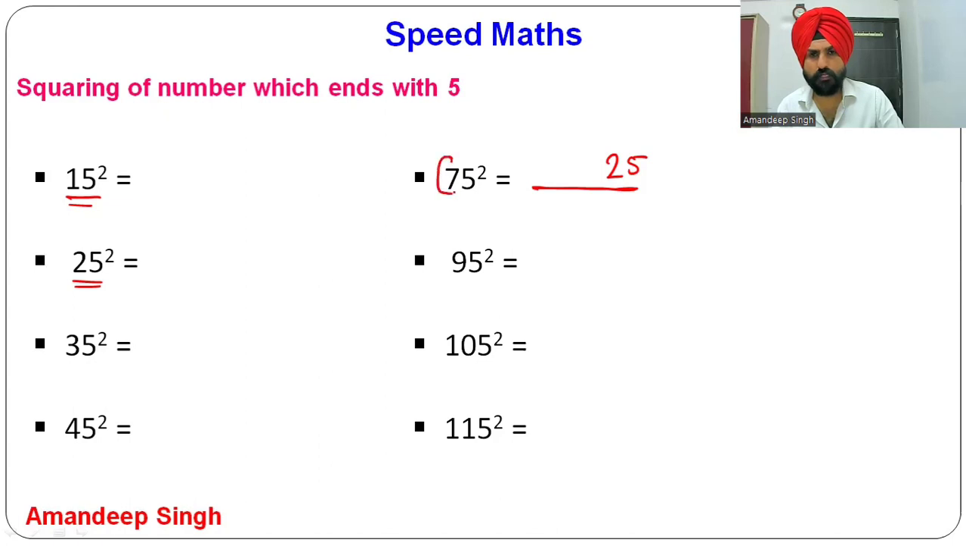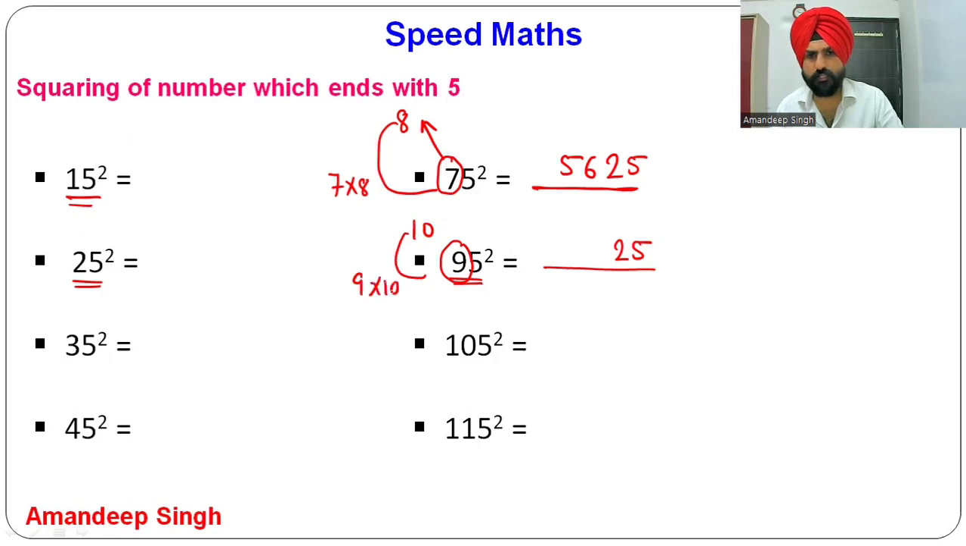Now, for 75 square, what comes after 7? It's 8. Now, if you multiply 7 and 8, what do you get? 7 into 8 gives you 56. So my answer has to be 5625. Right? Likewise for 95, the last two places have to be 25, that's for sure. And what comes after 9? It's 10. What is 9 into 10? 9 into 10 gives you 90. So the answer is 9025.